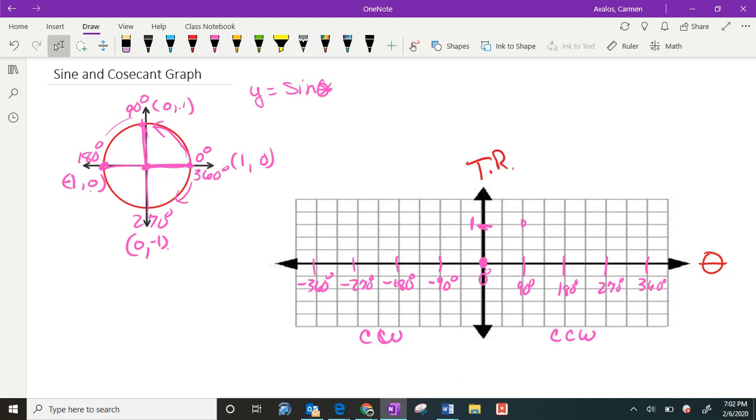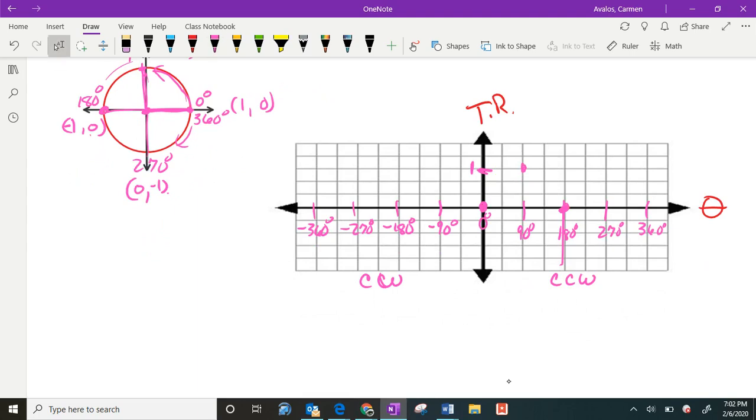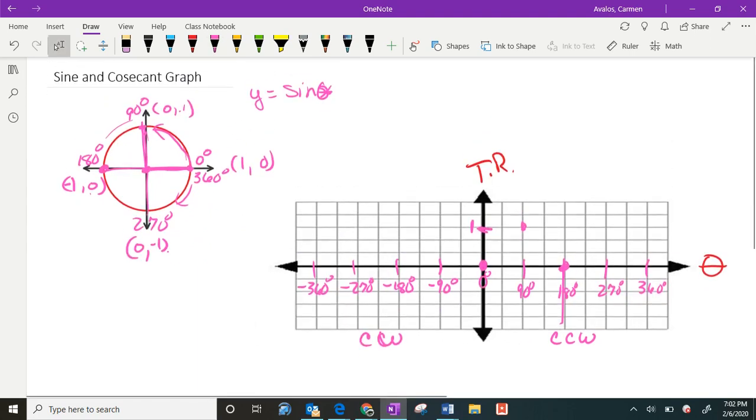So I'm going up to 1 at 90 degrees, and then at 180, I'm going back to 0, and then at 270, I'm going down to negative 1, and I'm going to put that about right there, negative 1. That's going to go down to this value right there, negative 1. And then it's going to be up here to 0 at 360 again.